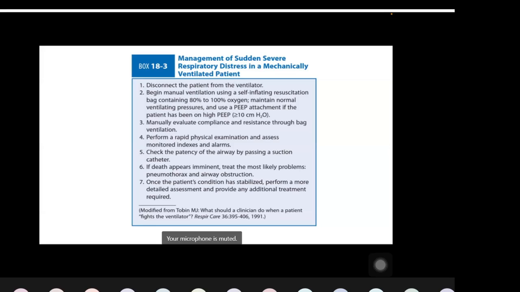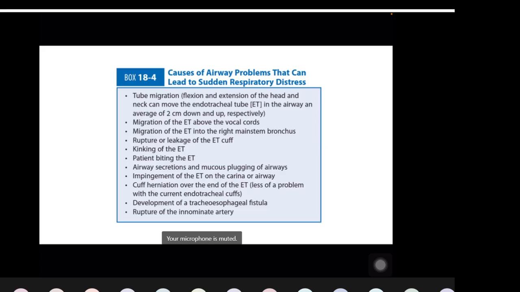And meanwhile, we have to rapidly examine the patient, assess the vitals and alarms, and check the patency of the airway by passing a suction catheter. All these things you have to assess. There are various airway problems that can lead to sudden respiratory distress, like migration of the ET tube both above and below, cuff rupture or leakage of the ET tube cuff, patient biting the ET tube, airway secretions, and basically ventilator-induced problems.